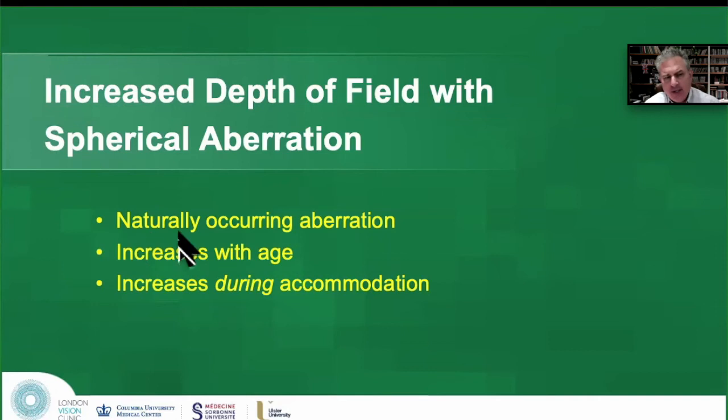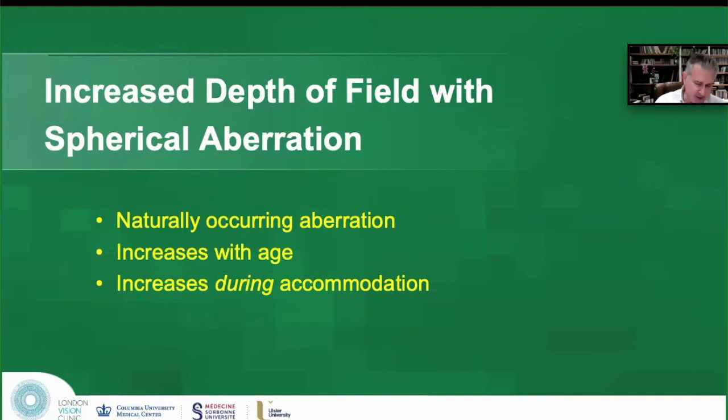And the interesting thing about spherical aberration is that it is a naturally occurring aberration. Spherical aberration increases in the eye with age. And actually, when we accommodate, the spherical aberration of the eye also goes up, affording increased depth of field and an advantage in terms of improving near vision. It's natural to understand why that is, right? When the lens bunches up, it becomes more spherical. So there's more spherical aberration.